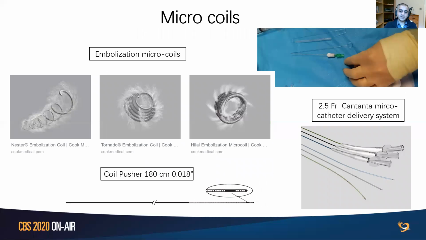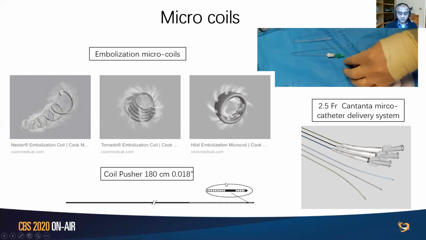So we're fortunate to have microcoils available in our cath lab. They come in a variety of lengths and diameters. And these coils have microfilaments on them, which essentially encourage thrombosis. This particular variety comes with its own dedicated microcatheter delivery system and also a coil pusher. This is a 0.018 of an inch coil pusher.